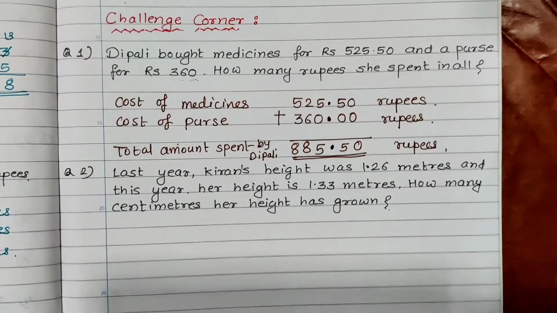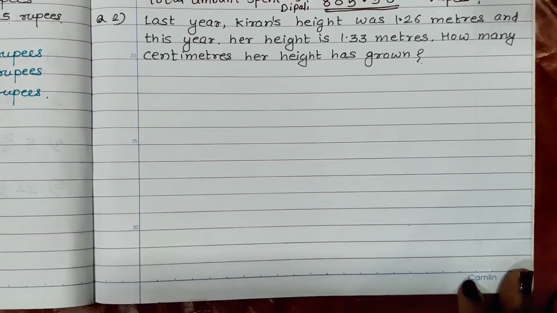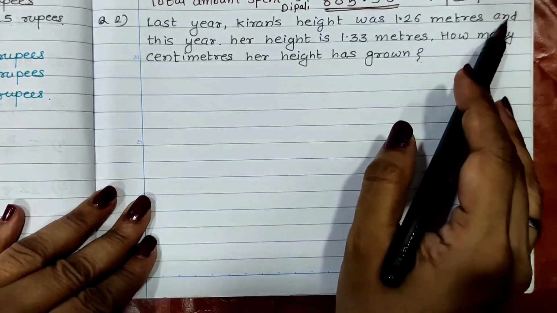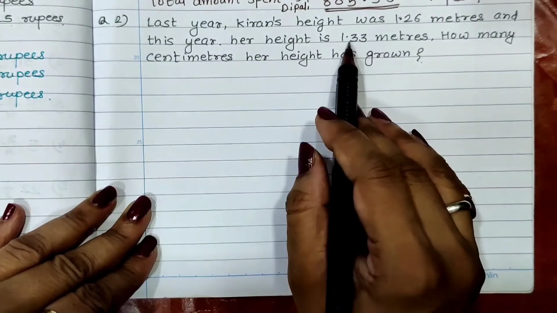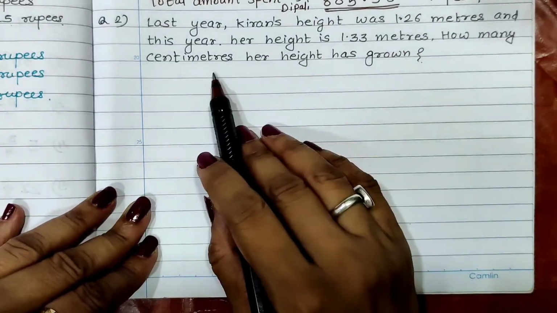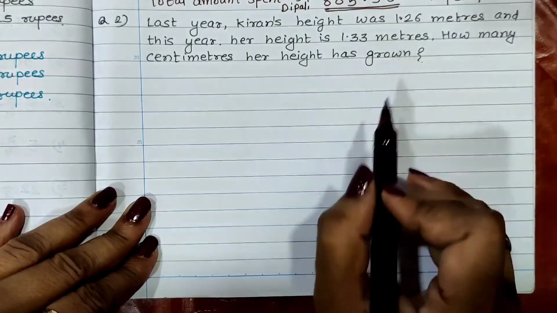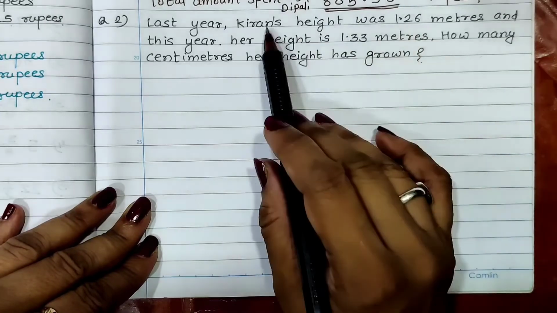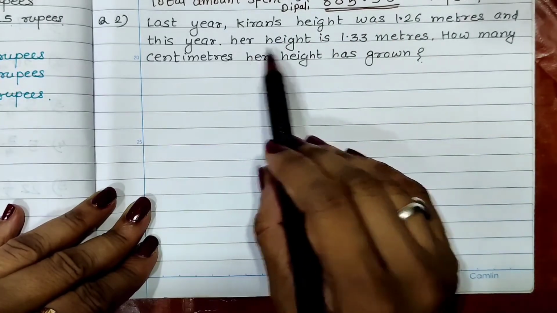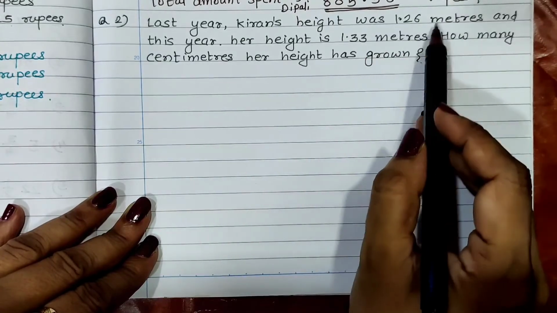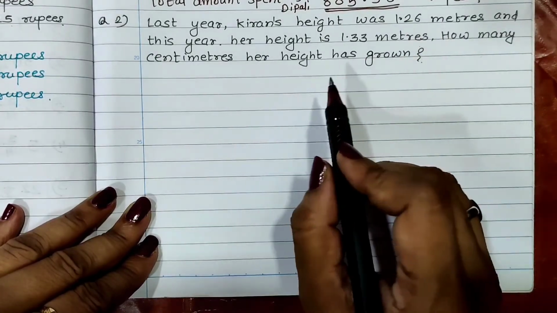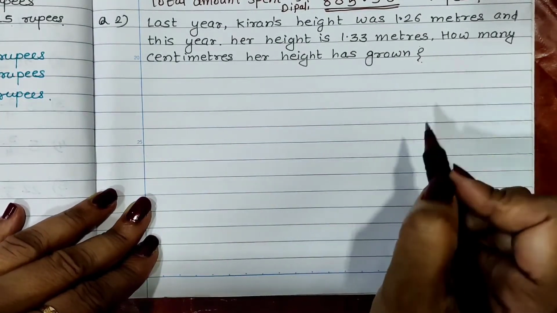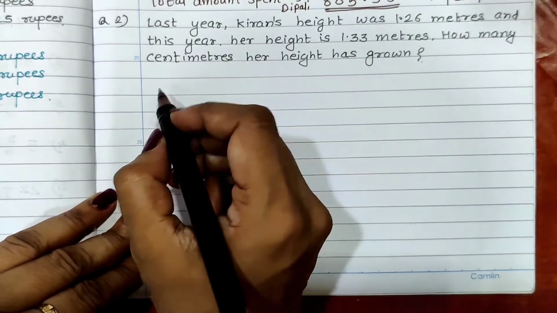Now let us see what is question number 2. Last year Kiran's height was 1.26 meters and this year her height is 1.33 meters. How many centimeters has her height grown? Okay, so we are given the height in meters. We have to check how many centimeters her height has grown. So for that we have to do the subtraction. So let us do the subtraction.